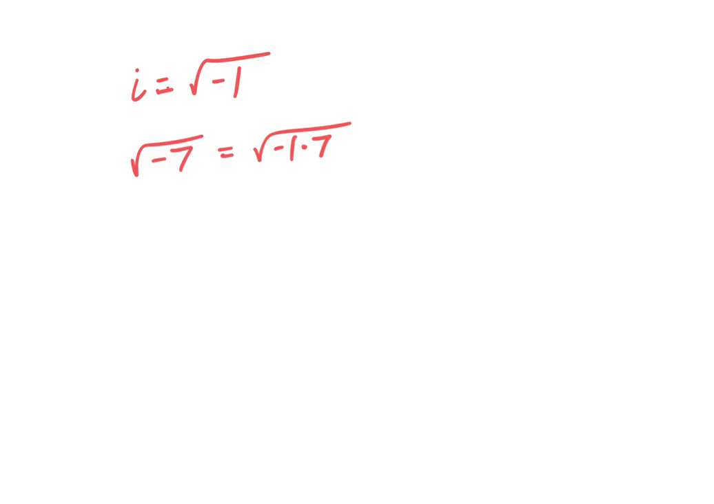And what we really know now is the square root of -1 has now become i. I can't do anything with the 7, so we just leave the 7 underneath. And so our simplified result would be i radical 7. And that's our answer.